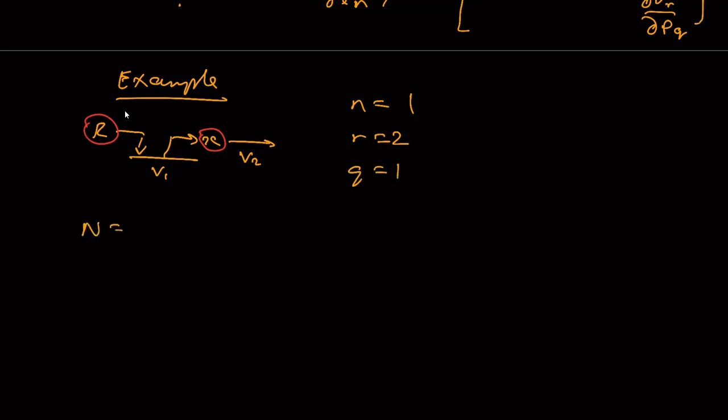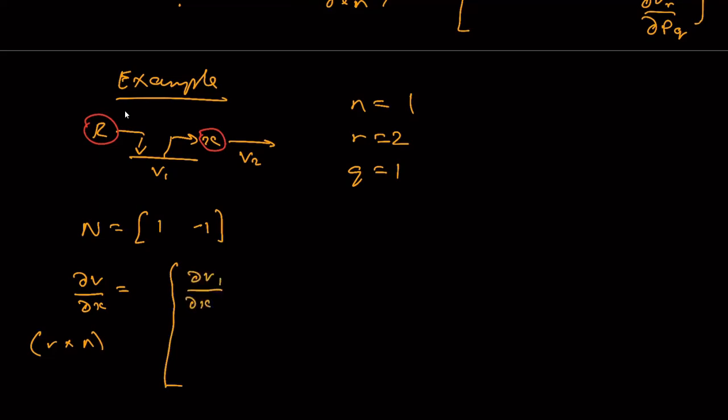The stoichiometry matrix is a simple one. It's just 1 by 2, so it's 1 minus 1. The dv by dx matrix will be an r by n. R is 2, n is 1, so it's a 2 by 1, that's 2 rows, 1 column. I'll write them out fully at this point: dv1 dx, and then dv2 dx. There's no other state variable, so that ends there.